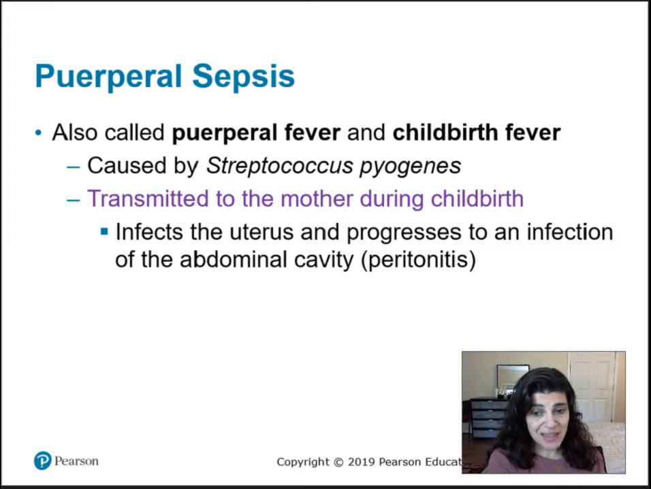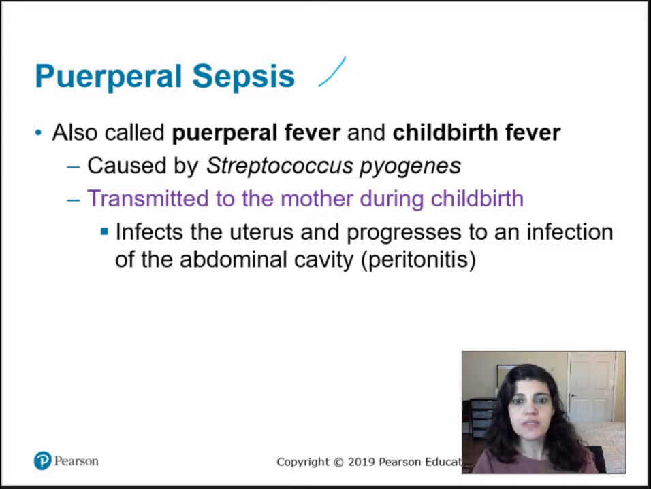Also, the mom can have issues, and that's what we call puerperal sepsis. The mother, after childbirth, can be infected by Streptococcus pyogenes because of the exposure during the birth, right? It infects the uterus and progresses to an infection of the abdominal cavity. That's what would lead to sepsis, okay? Because it takes over the abdomen.